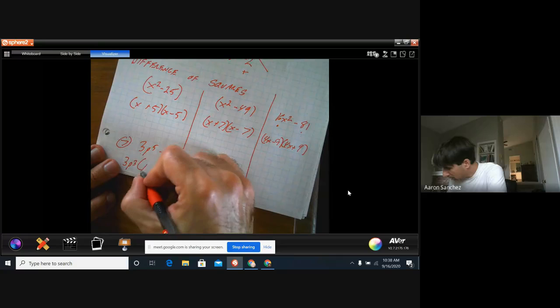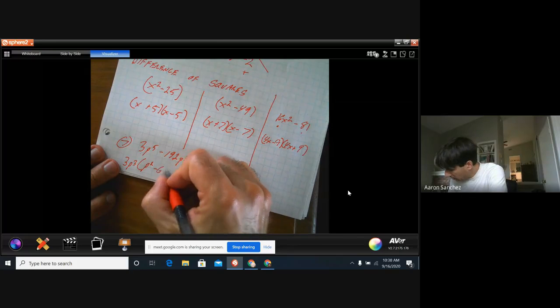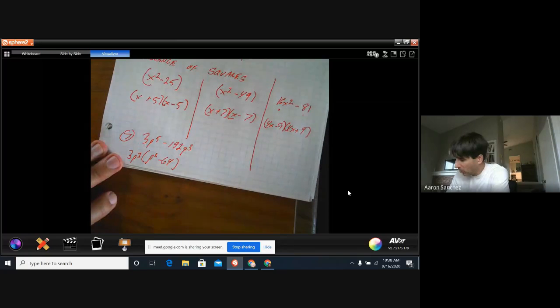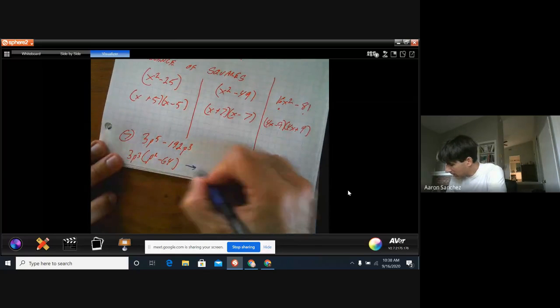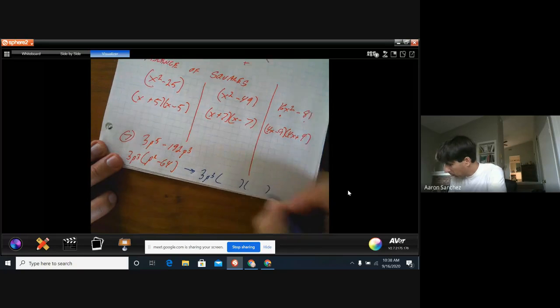So this becomes p squared minus 64. That is a difference of squares, this p squared minus 64. So our answer is going to be this: 3p cubed times, what goes in there?